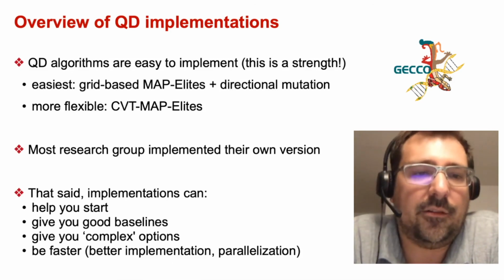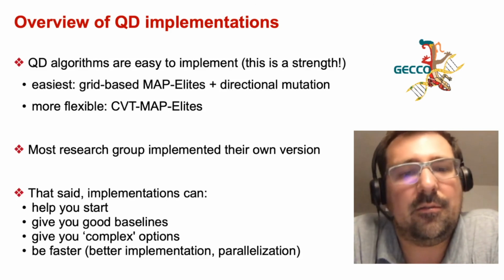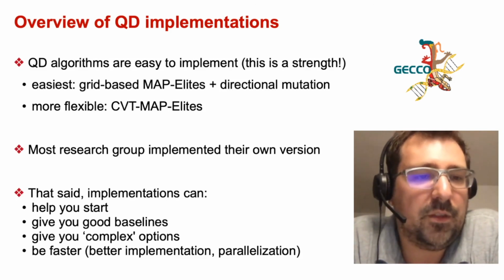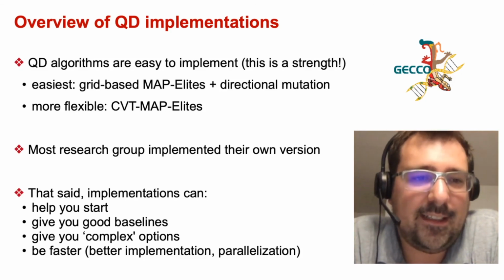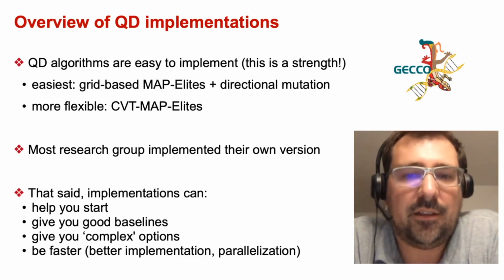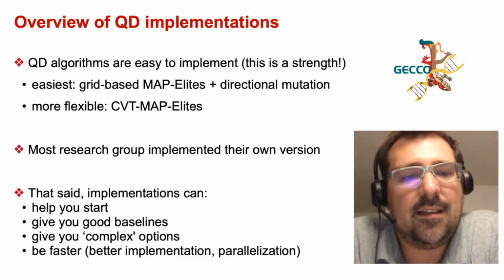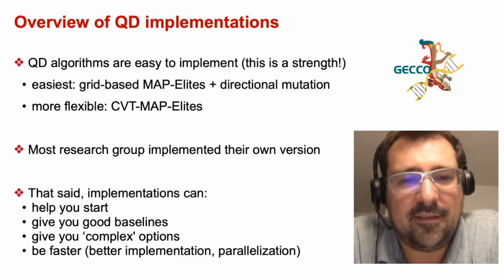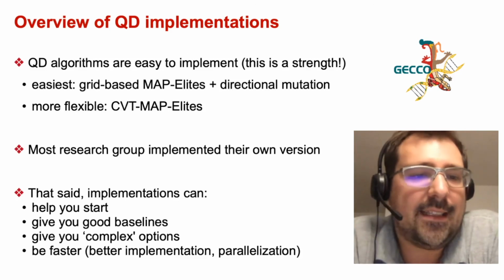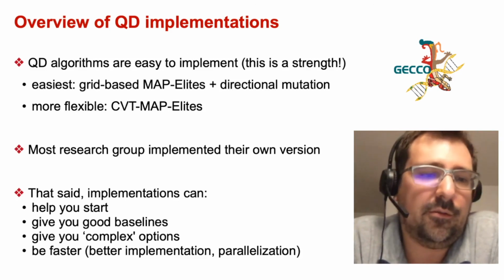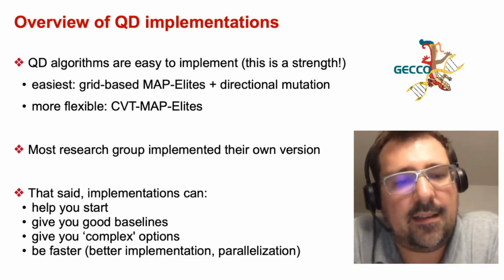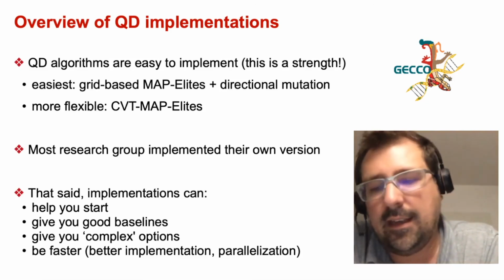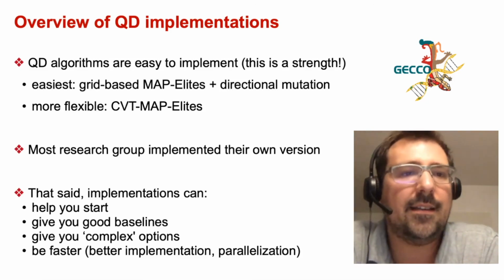Using the Voronoi tessellation plus MAP-Elites is slightly more complicated, but it's not that complicated. One way to know that it's quite easy is that most research groups implemented their own version. You don't need a specific library. So that's very good. It means that everybody can have their own version. That said, implementations can be useful if you want to start. They can give you good baselines, give you some complex options like new algorithms, and maybe have a better implementation, parallelization, and so on.